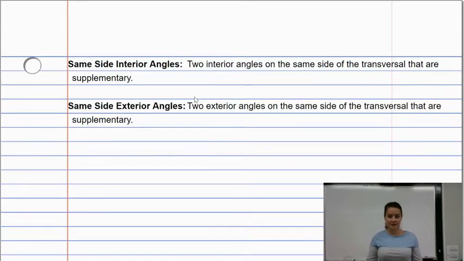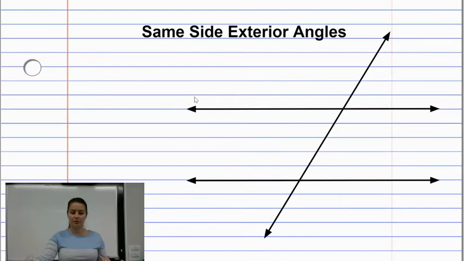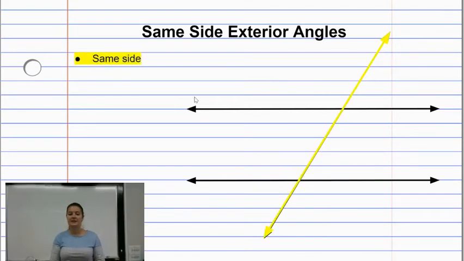Okay, we've seen a couple of these words before. We know exterior, we know transversal, and we know supplementary. The only difference between same side interior and same side exterior from our definitions is that now our angles are going to be exterior. So let's go over what these words mean. Same side means same side of the transversal. You have your transversal. They are either both going to be on the left or they are both going to be on the right.